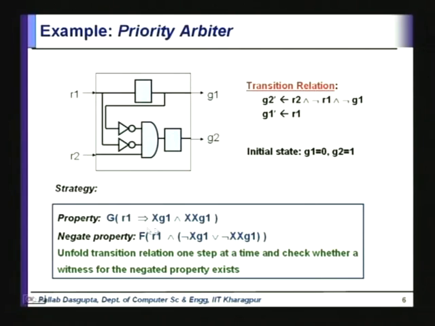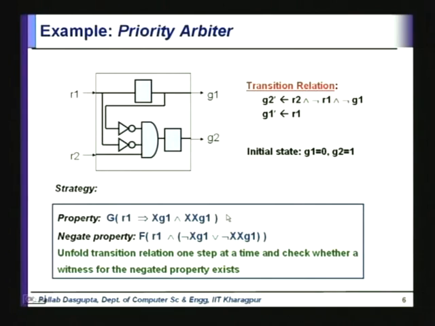Now, we will unfold this property over time steps, we will unfold the transition relation over time steps and see whether there is a satisfying witness in the conjunction of the two. If we are able to find a satisfying witness in the conjunction of the two, then we have found a witness for the negated property, which means that the original property does not hold. However, if we are not able to find a witness, then what can we say? Can we say that the original property holds on the state transition system?